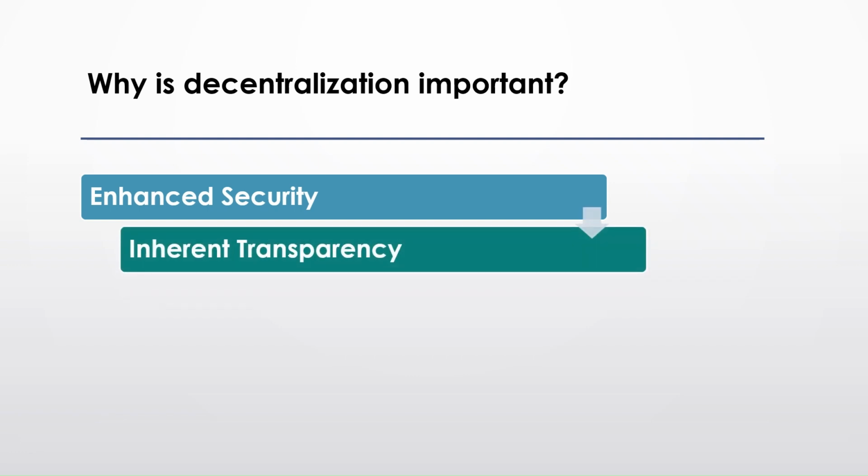Next, transparency. On a public blockchain, every transaction is recorded in a way that anyone can see. Imagine being able to open a book where all entries are visible and verifiable by everyone. That's how blockchains prevent hidden changes or secret activity.